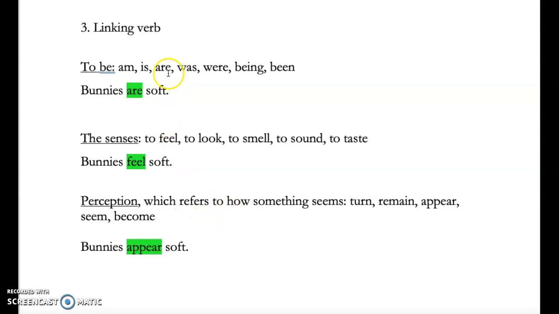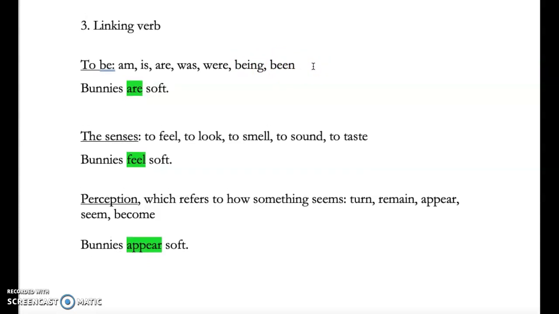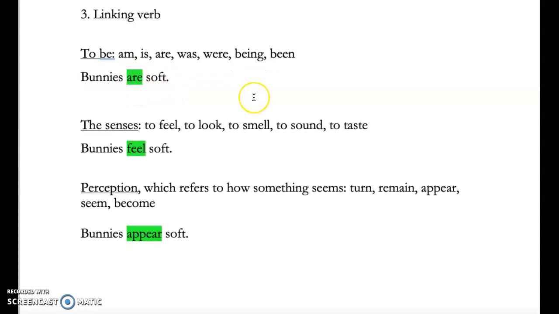We can also put it into the past tense. He was, she was, they were. And then being and been are past versions of to be as well. And I'll show you what they look like in sentences later. So most basically, a linking verb links the subject, bunnies, to a description of bunnies, which is soft. So the linking verb would be are.